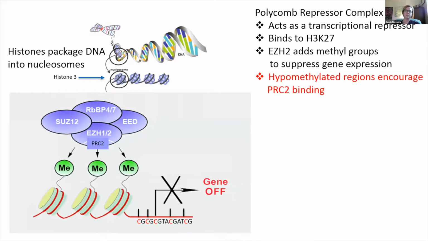act as a transcriptional repressor, and they're a group of transcription factors, shown here, that bind to specific lysine residues, lysine 27 on histone 3. And one component of the PRC2 is EZH2. It is a methyltransferase that trimethylates these lysine residues in order to suppress gene transcription. The PRC2 complex can also coordinate with promoters of associated genes, as hypomethylated regions tend to attract this complex.